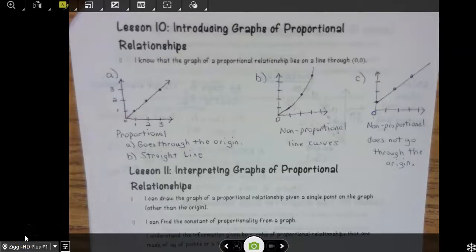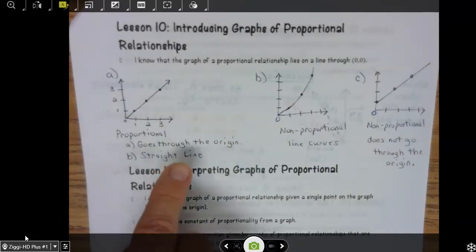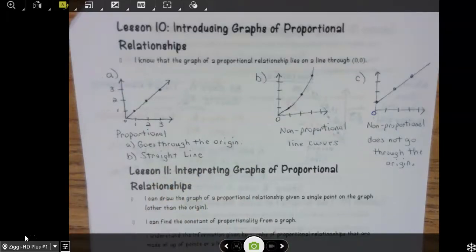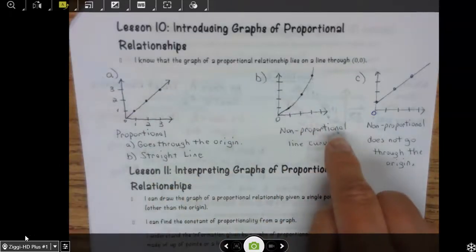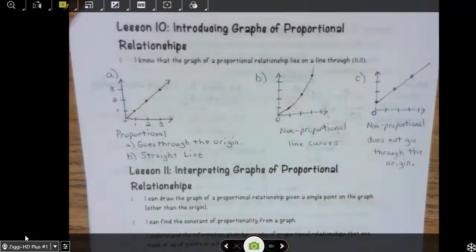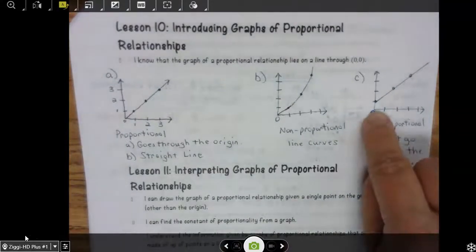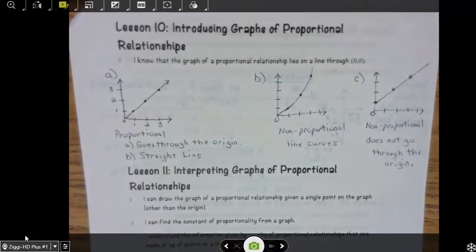Okay, for your lesson 10 notes for today, introducing graphs of proportional relationships, I want you to draw these 3 different graphs. Graph A is proportional because it does go through the origin and it is a straight line. Graph B is non-proportional because the line curves, and C is non-proportional because it does not go through the origin. It didn't go through 0, 0. So please draw these 3 examples and then you will know what a graph of a proportional relationship should look like.